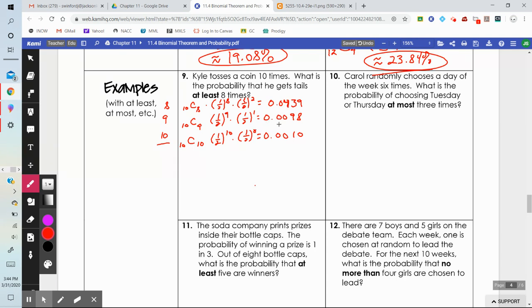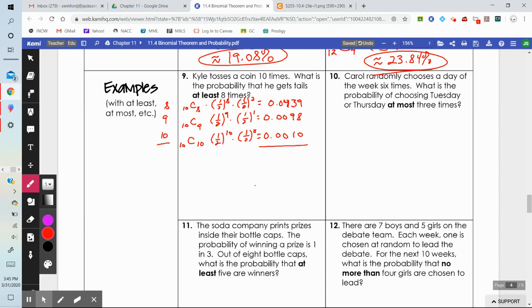The other 2 are less than 1% chance. It makes sense that if you flip a coin 10 times, you're not very likely to get even 8 heads. There's only a 4% chance of that happening, but to get 9 heads or 10 heads, the probability of getting 10 heads, or excuse me, 10 tails out of the 10 flips is 0.1%. So one tenth of a percent, so not likely at all.